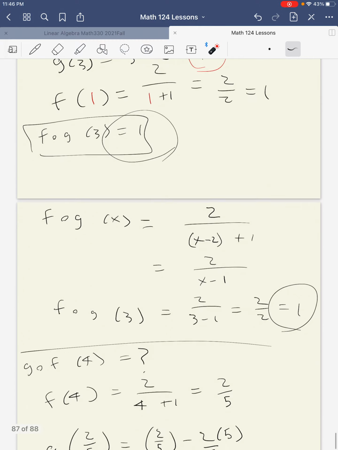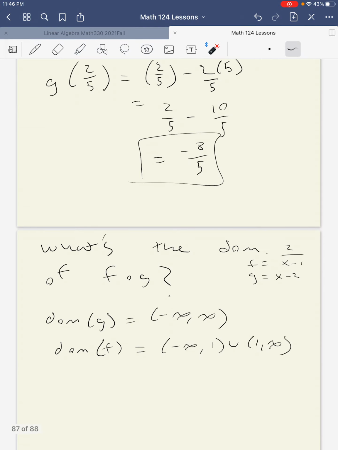Oh, sorry, that was a plus 1, not a minus 1. Excuse me, let me correct that. We are not allowed to plug in a negative 1 into f, because if we plug a negative 1 into here, we would have 0 on the bottom. We can't have 0 on the bottom. So the domain of f is all the numbers, but we have to skip over the number negative 1. That's not allowed.